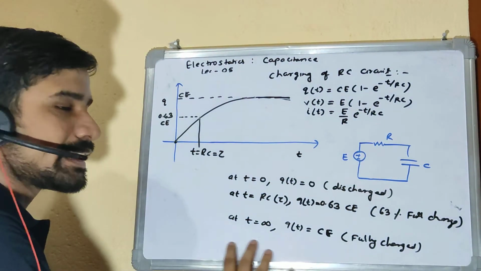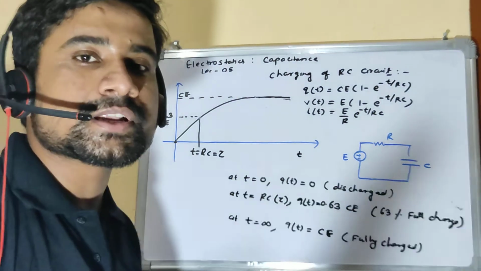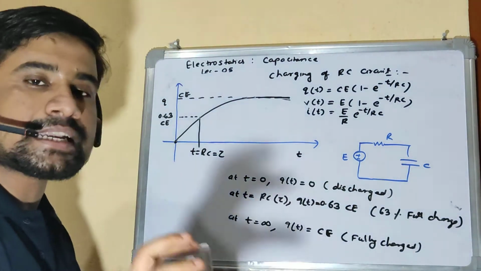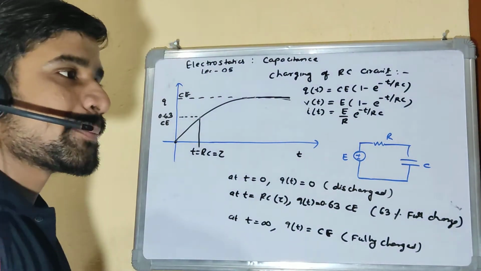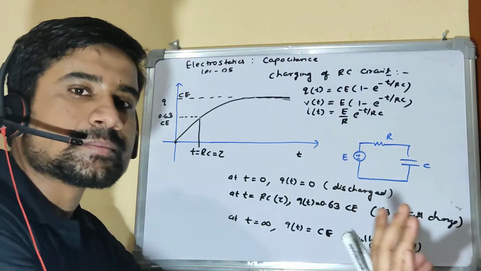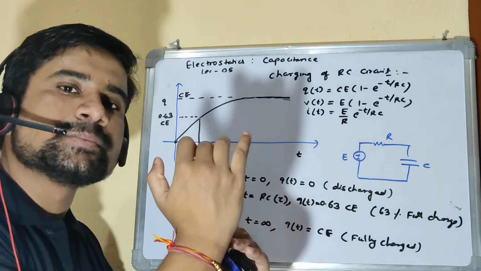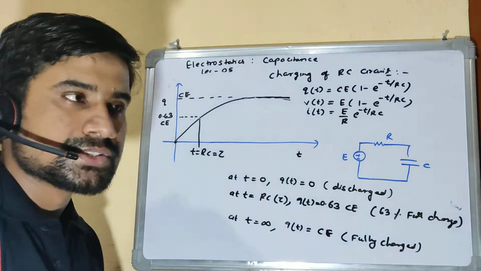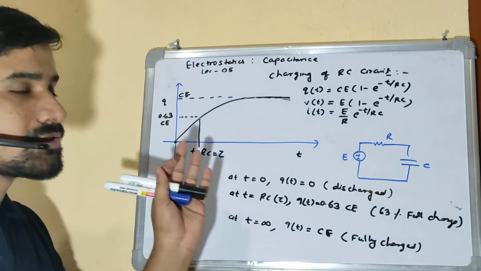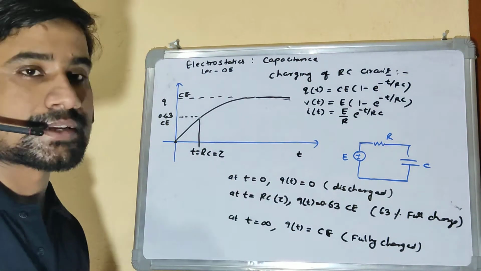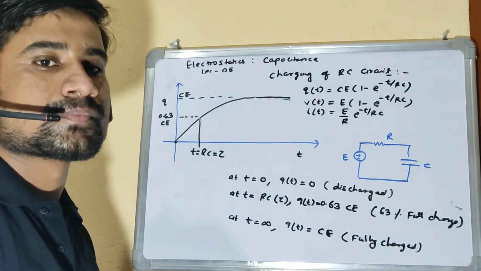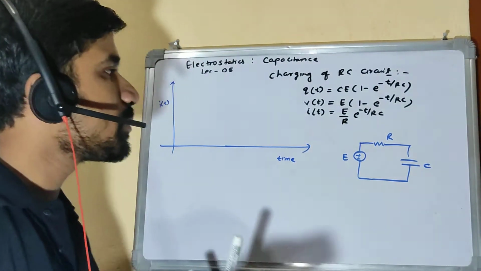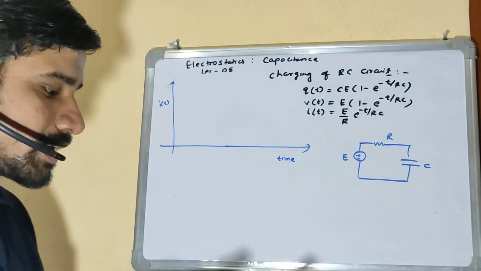We are telling that at time equal to infinity, you know, infinity is not a real number, so generally we say that at 5 time constants the capacitor reaches something like 99 point some percent, and hence we can say approximately it is fully charged, right? So this is how charge versus time looks like for the capacitor. Now let's plot current versus time, how current versus time looks like.